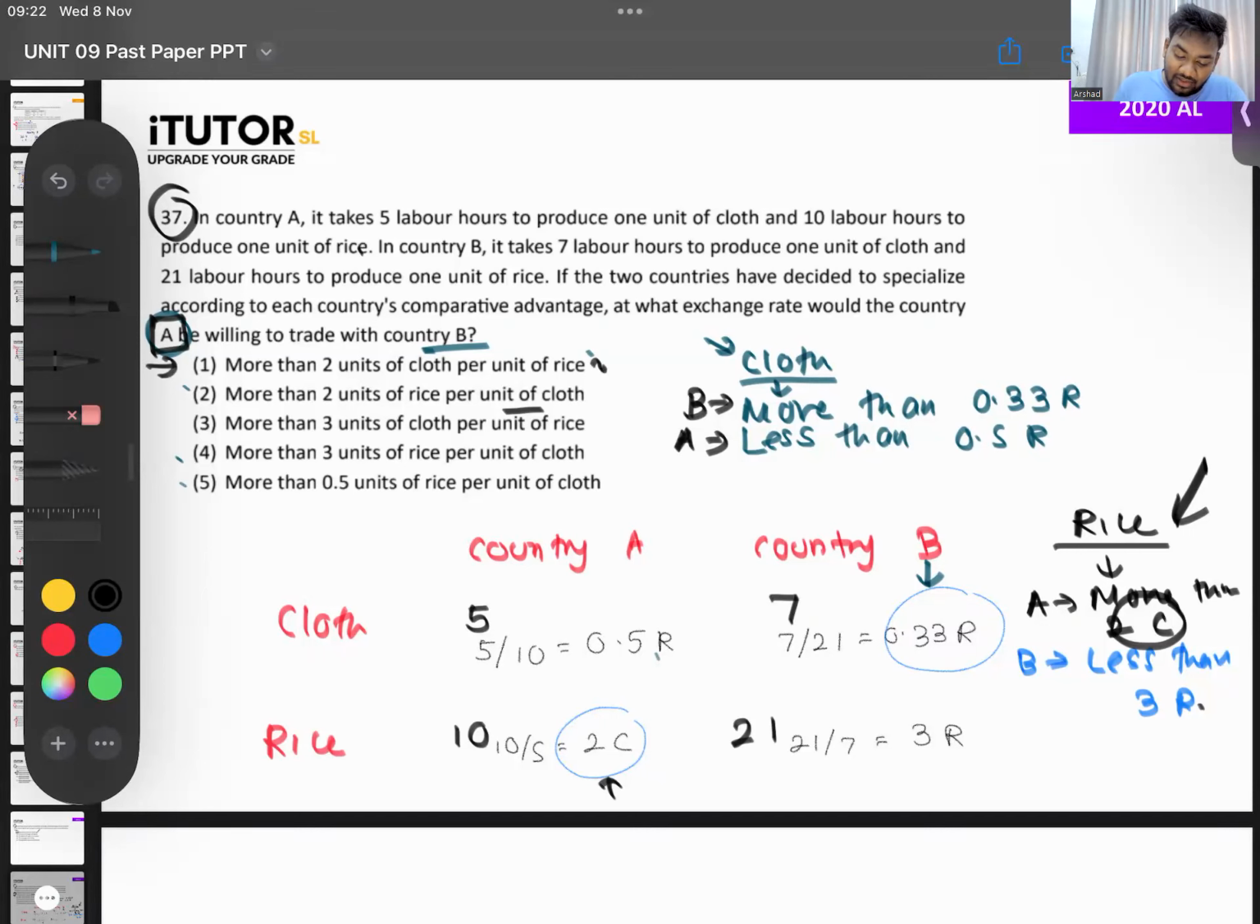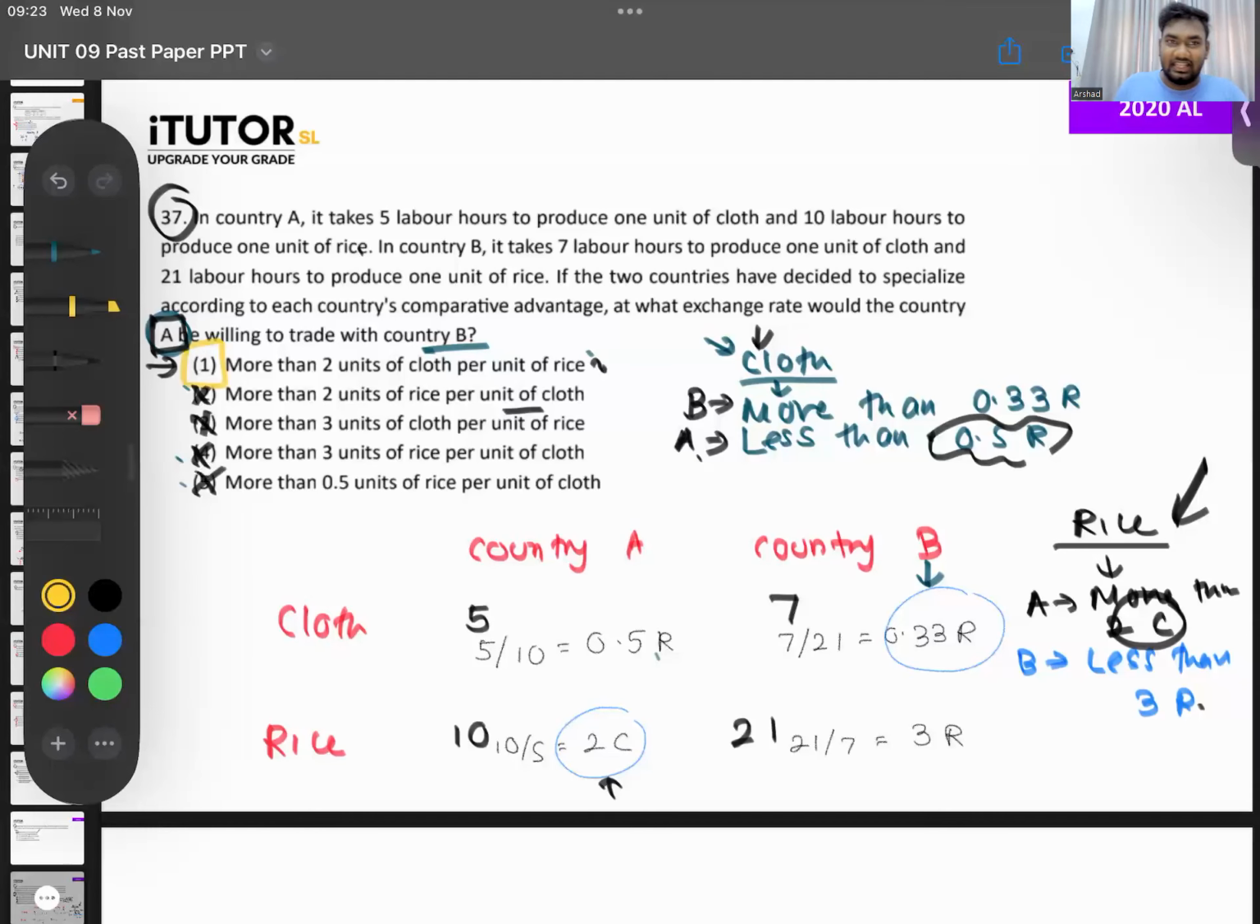Second one: more than 2 units of rice per unit of cloth. So for a unit of cloth, country A is going to pay less than 0.5. So this one is wrong, not more than 2. More than 3 units of cloth per unit of rice. Per unit of rice, they don't want more than 3. They want more than 2. So not this also. More than 3 units of rice per unit of cloth. No. More than 0.5 units of rice per unit of cloth. Less than 0.5, sorry. It's a good MCQ, guys.